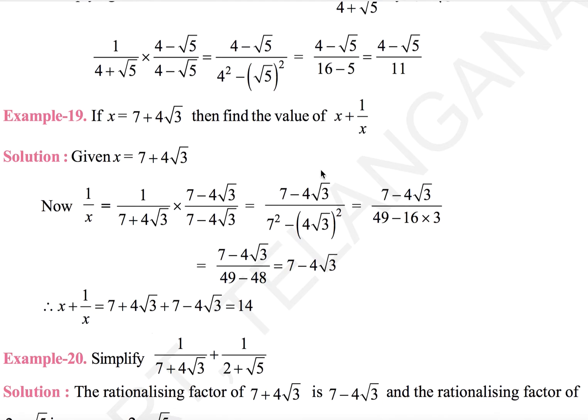Find the value of x plus 1 by x. How to find? First find the value of 1 by x. Rationalize 7 minus 4 root 3 by 7 minus 4 root 3. So 7 minus 4 root 3 by 49 minus 48 is 1. Okay, now we add x plus 1 by x, it is nothing but 14.